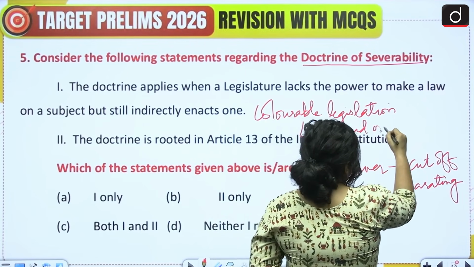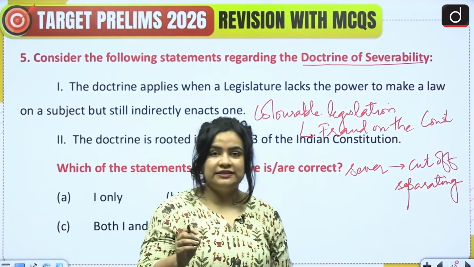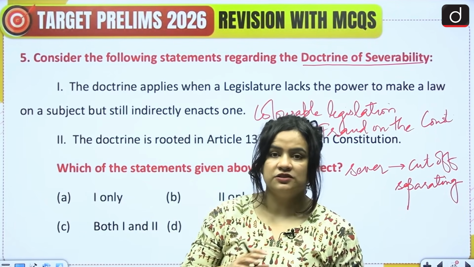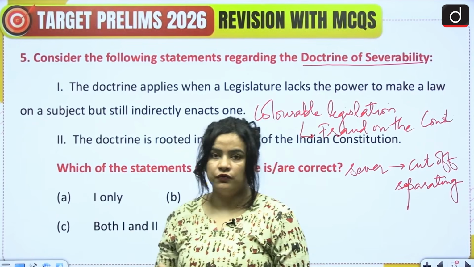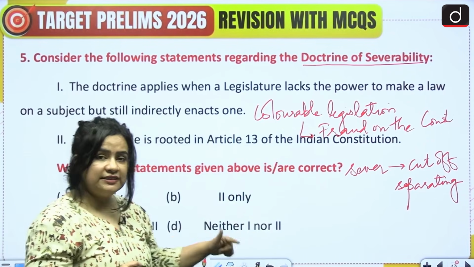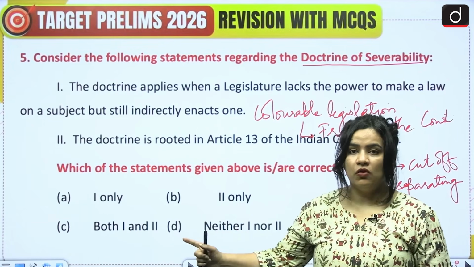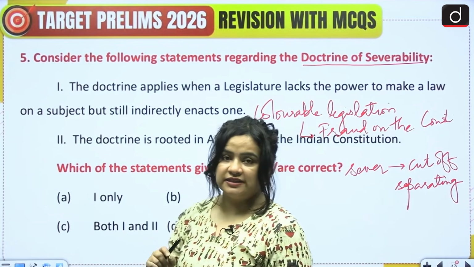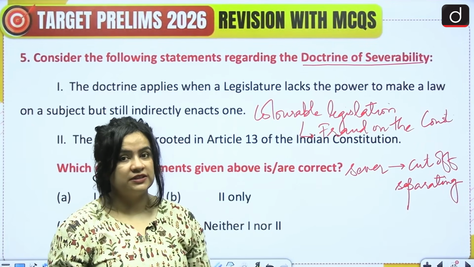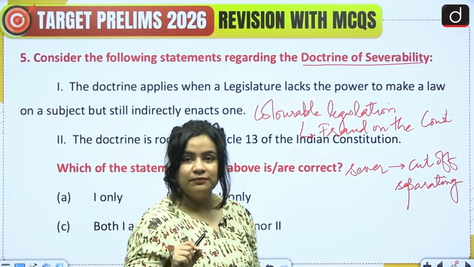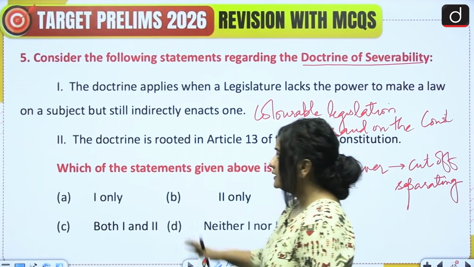According to colorable legislation, let's say the state legislature does not have the authority to frame a certain law. There is a limitation on their authority to frame certain laws. Now, the legislature bypasses that limitation and indirectly frames that law. That is called the doctrine of colorable legislation. In simple words, students, you cannot do indirectly what you cannot do directly. You should not be bypassing the order if you cannot do it directly. That is the whole idea. How can we understand it?